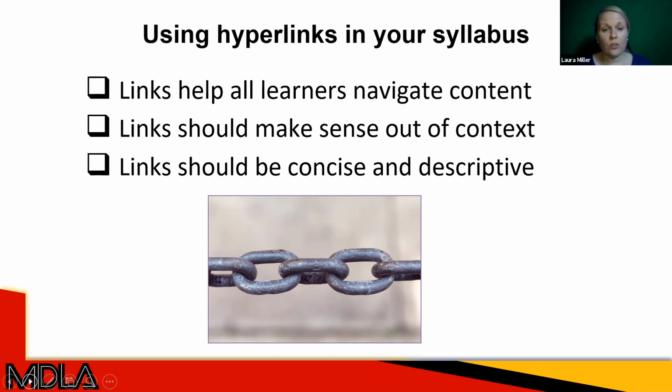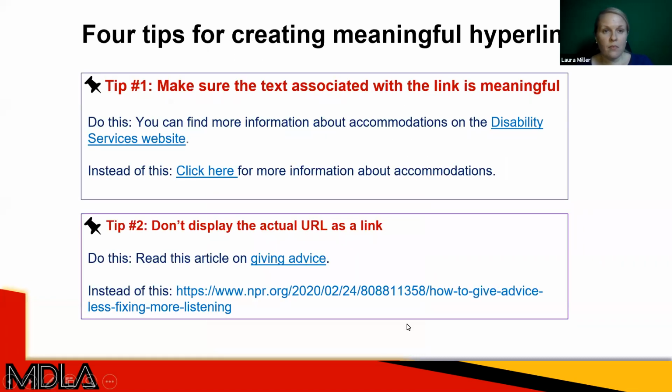A lot of students use assistive technology, such as screen readers. And in this online environment, we often don't know how many students are using this type of technology. So that's why it's really important when we are including hyperlinks that we do it in a way that makes it easier for these students to access content in our syllabus. So I've created 4 tips for creating meaningful hyperlinks. Tip number 1 is to make sure that the text associated with the link is meaningful.